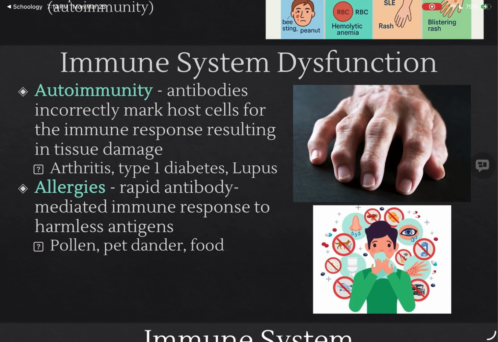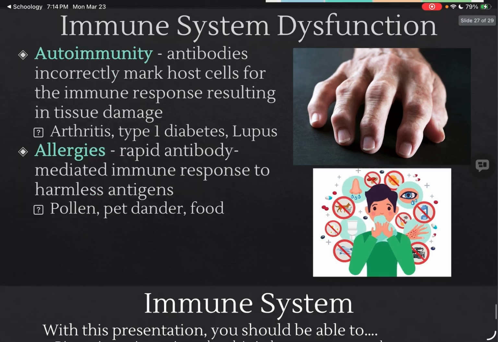Autoimmunity is where our antibodies incorrectly mark host cells for the immune response, resulting in tissue damage. This is like arthritis or type 1 diabetes or lupus. Your body is attacking itself. And then allergies is the rapid antibody-mediated immune response to harmless antigens, pollen, pet dander, and food.